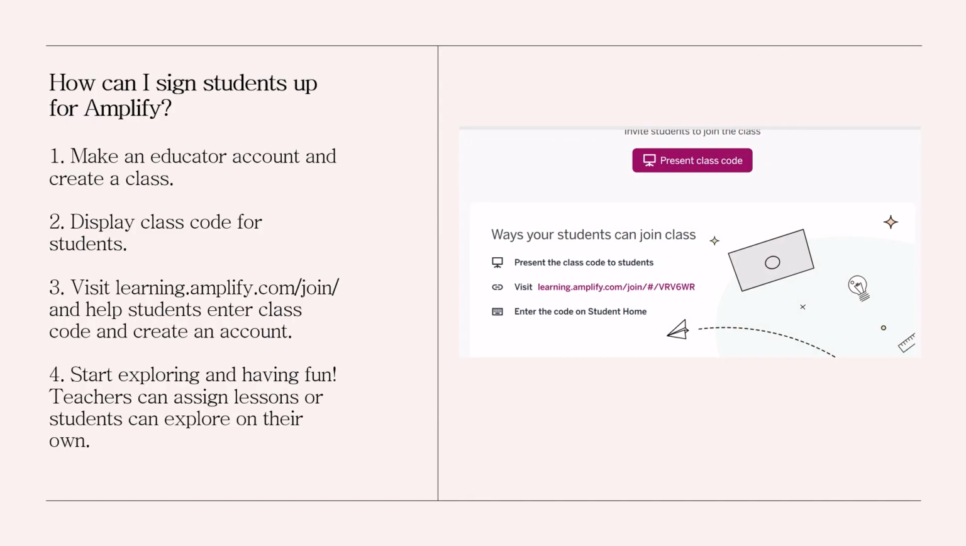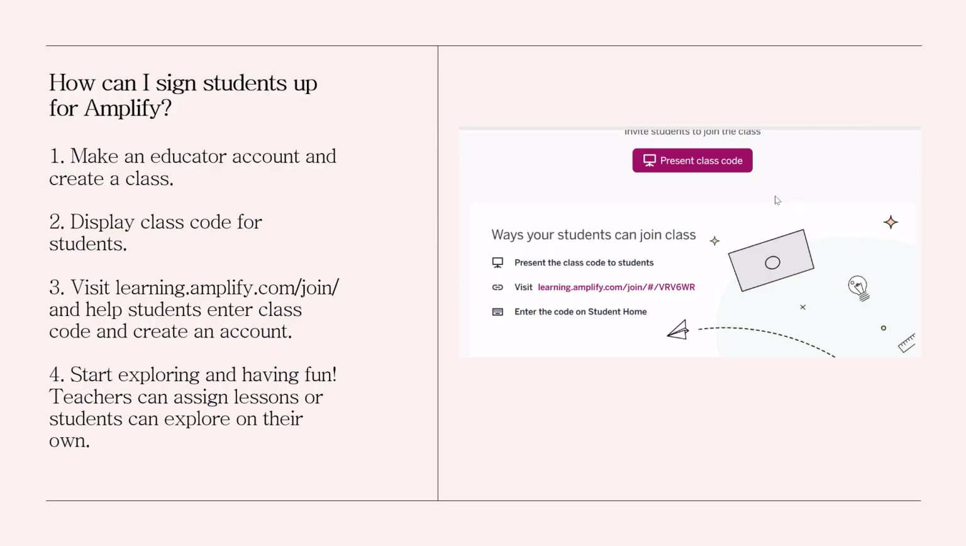To sign your students up for Amplify, you would make an educator account, which is free, and create a class. You would display the class code for your students. They will visit learning.amplify.com/join and help your students enter the class code and create an account, and then you will start exploring and have fun. Teachers can assign lessons, or students can explore on their own.